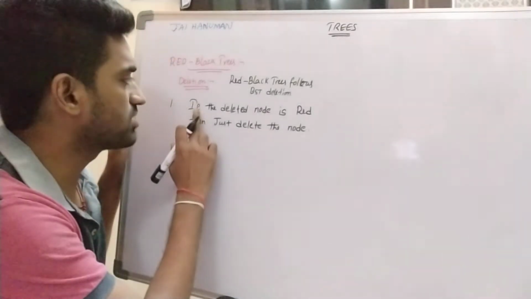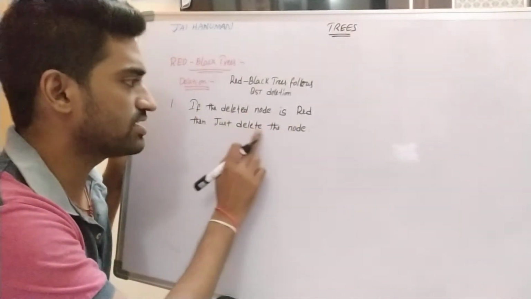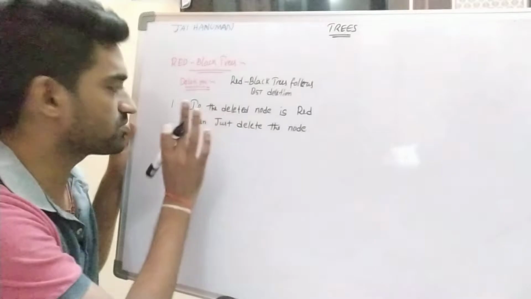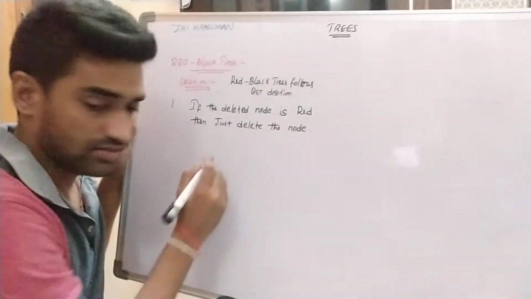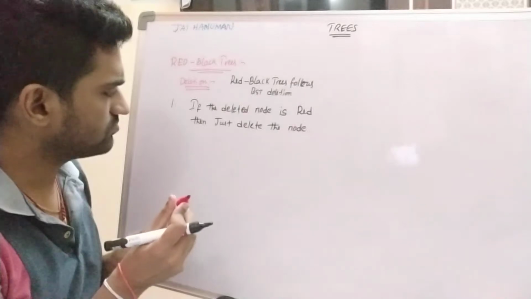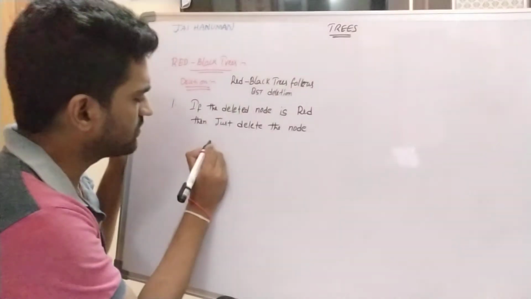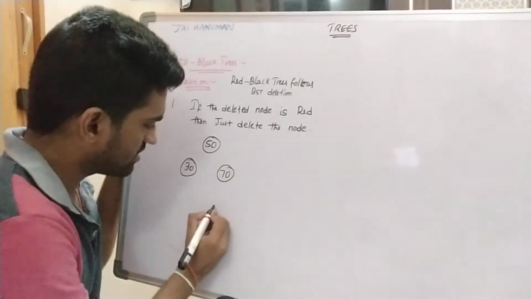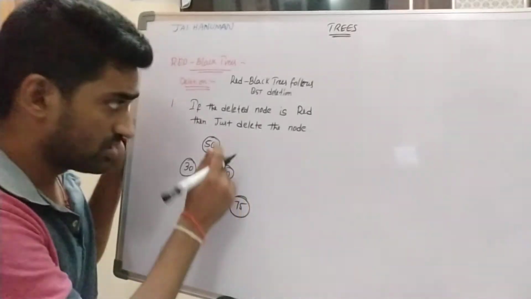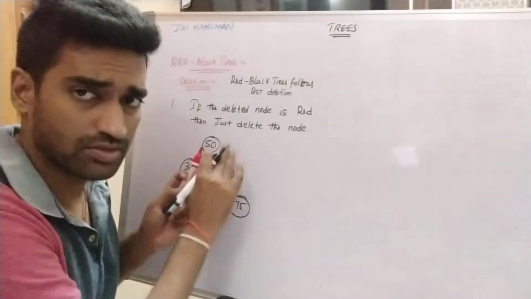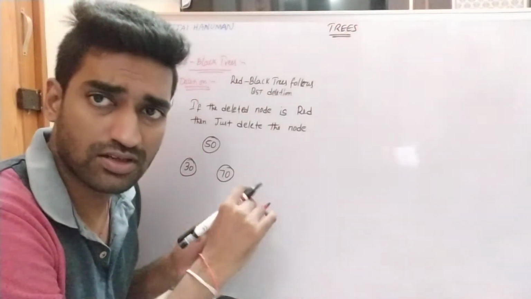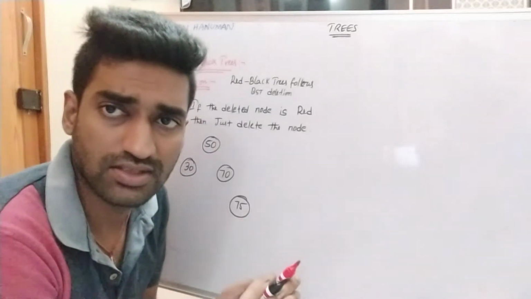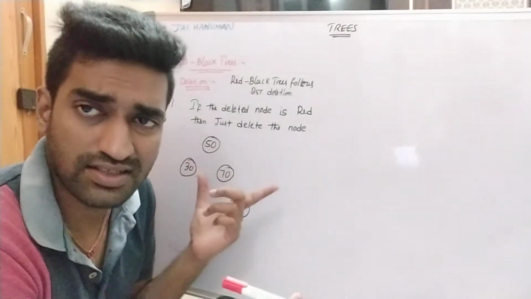So what is the first possible case? If the deleted node is red, then just delete the red node. Here I am taking one example: 50, 30, 70, 75. Before watching this video, you should first watch the binary search tree deletion operation, and then you can understand the red-black tree deletion operation.